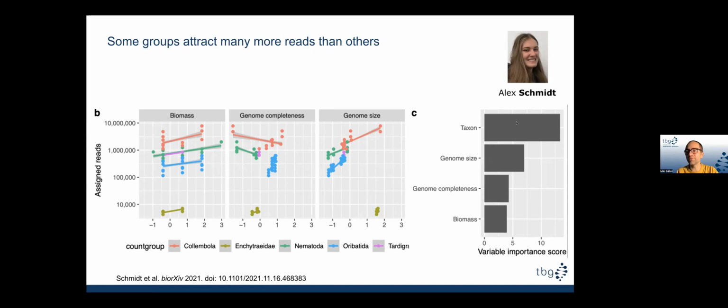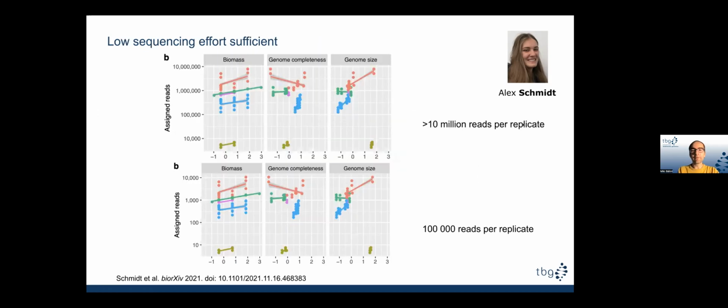The most important factor by far is the taxonomic identity of the species. What was very nice from these studies is that we were doing quite deep sequencing of these metagenomic communities, which is fairly cost intensive. So we tried to actually evaluate how much we can go down with the sequencing effort, if we can use much less money to get similar information from the metagenomic sequencing.